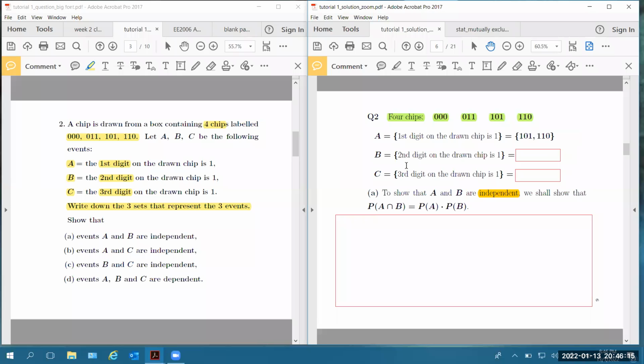Then the second one will be quite clear. The second digit on the drawn chip is 1. You just go and look for those where the second digit is 1, and then you'll find these 2. And then C is the third digit is 1. Which ones? 0, 1, 1, and then 101. Okay, so this is how we get it.